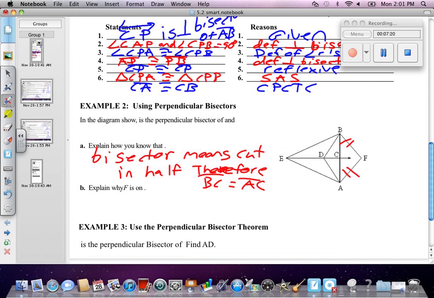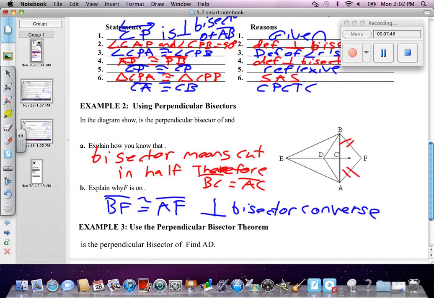Explain why F would have to be on line EC. It doesn't show that it goes through F, but how must we know? The little arrow does help, but what other thing do we know? BF is congruent to AF. Then by the perpendicular bisector converse, AF equals BF, so EC is a perpendicular bisector.